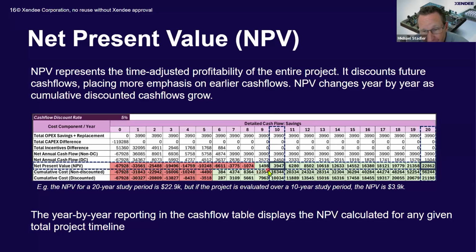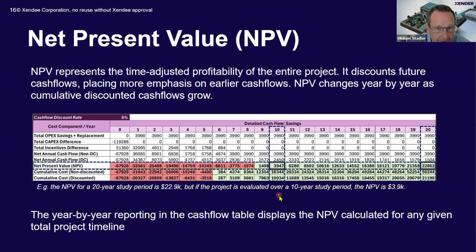But again, and this is probably not news to most people, depending on your project length, you can have a very high net present value. Let's say your project length is 20 years, then your net present value is $22,862,000. But if your project length is only 10 years, then of course the net present value is only 3,947 in this case, right? And also just to make sure that we understand how we calculate this, because we have different terminologies here.